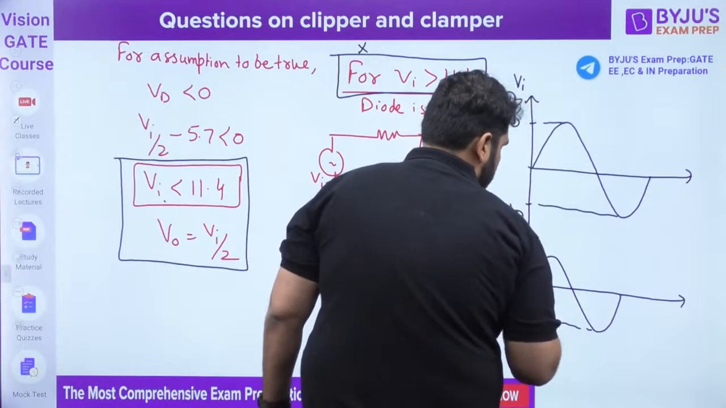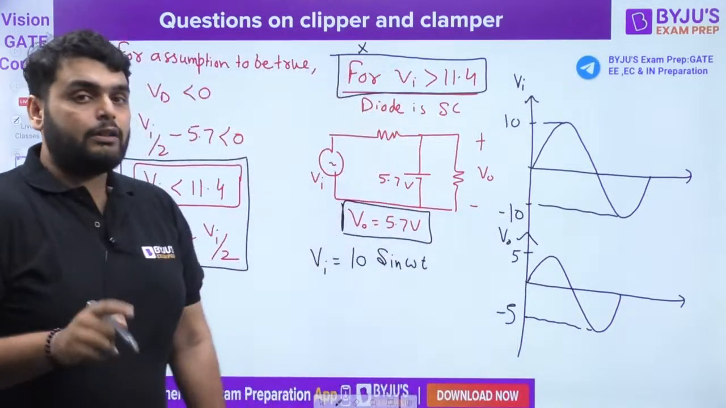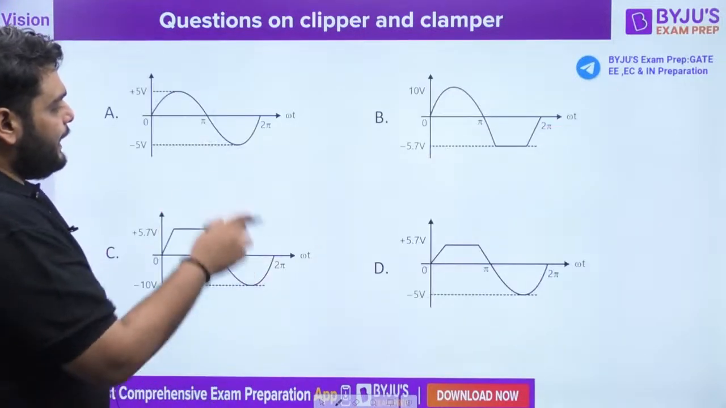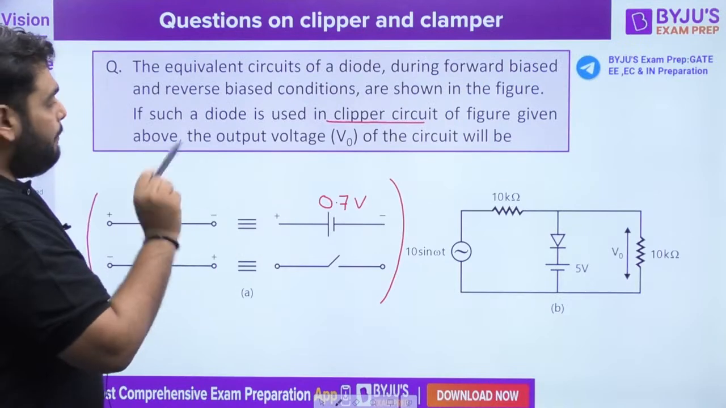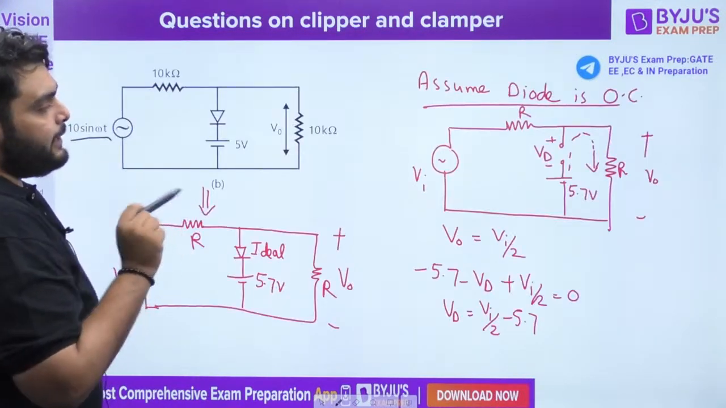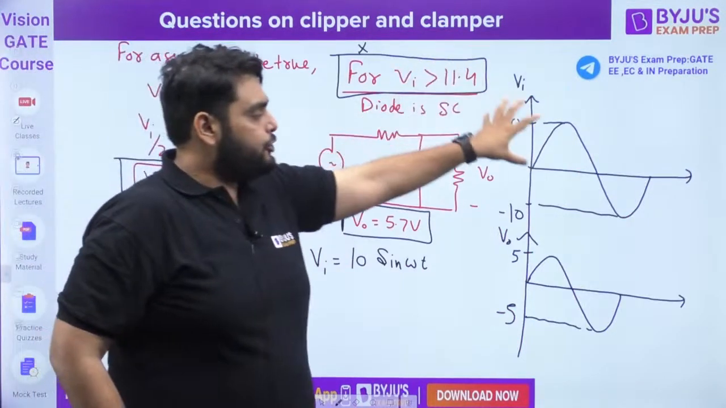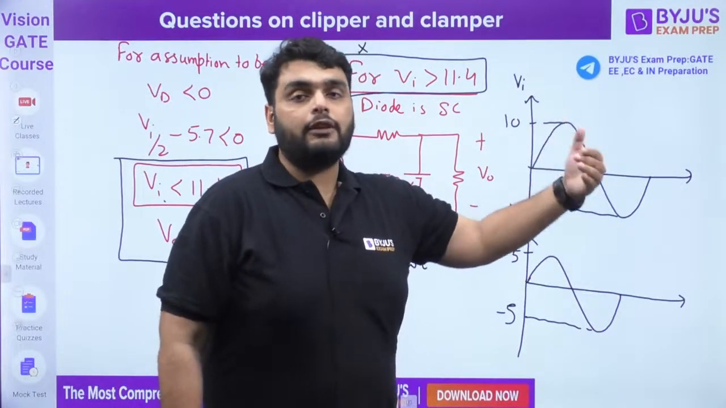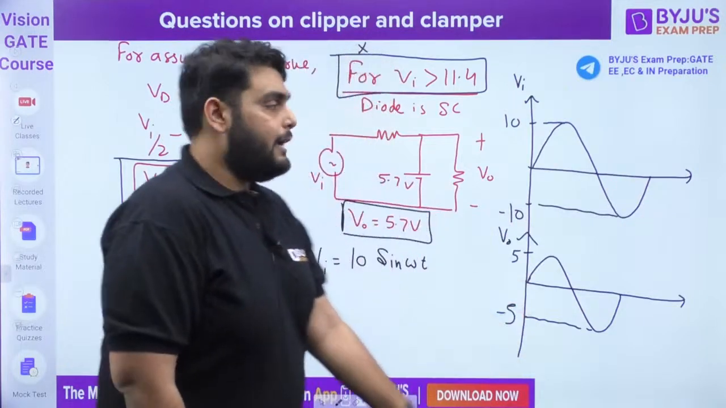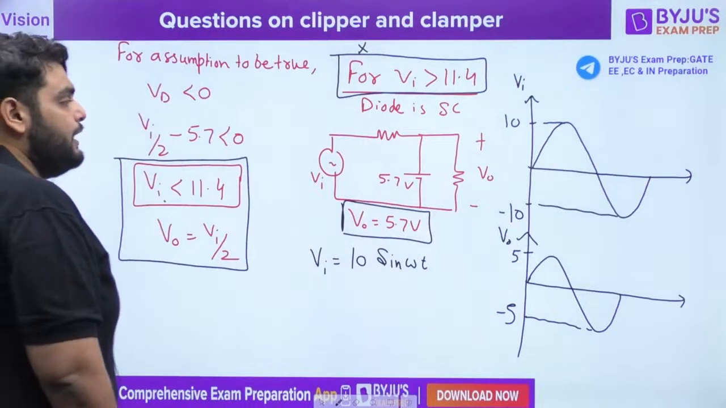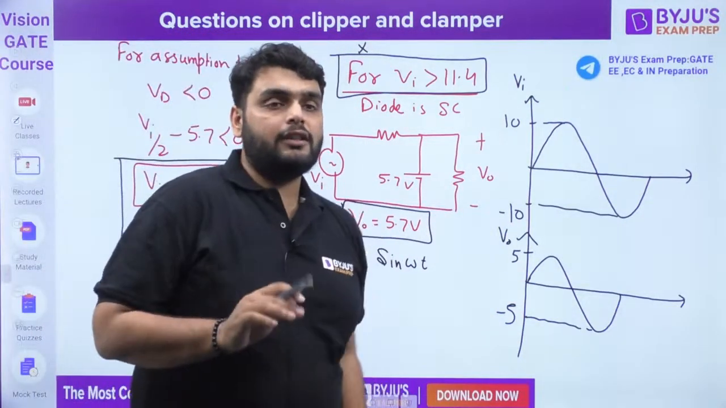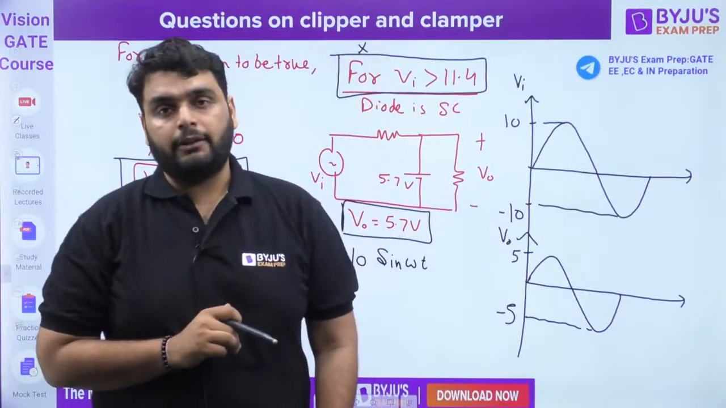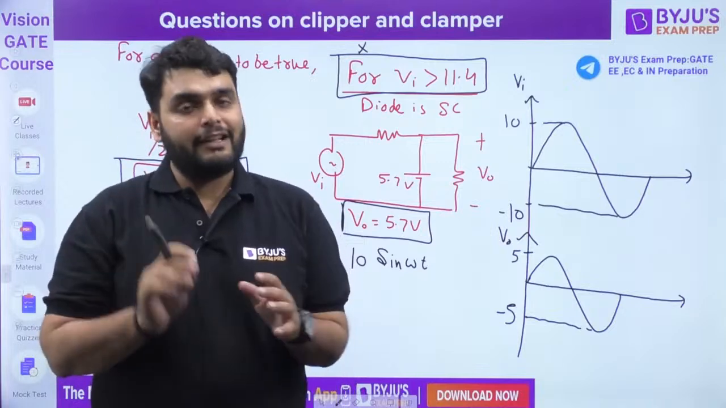So what you have seen in this question is that they have given you a clipper circuit, but the waveform is not clipping here. You can see the wave shape remains the same. It means the operation of clipping is not happening here. Why? Because the conditions are not satisfied. That's why I'm telling you, don't just blindly follow the shortcut method. You should understand there is a limitation for a shortcut method. So you have to do the analysis very carefully.